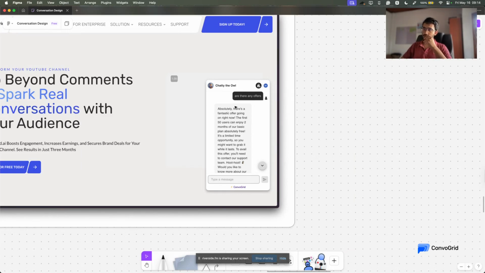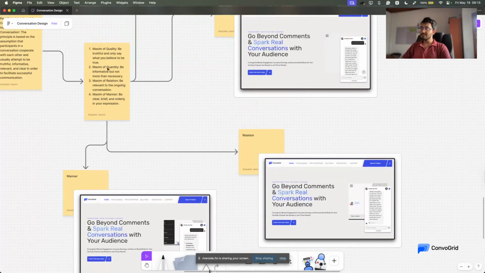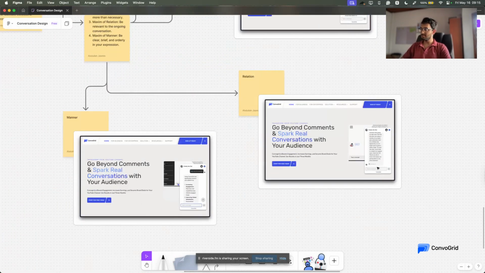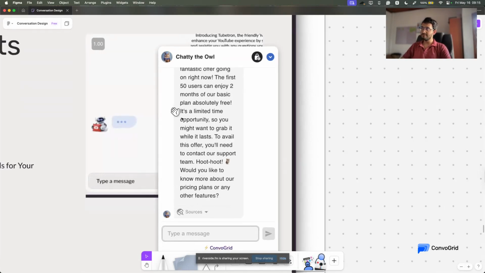For example, if you take a look at this message, when we ask are there any offers, it tells exactly about the offer only. That's what's needed at the end of the day. And the maxim of relation is another aspect, which is to be relevant to the ongoing conversation. You can see that the same message continues, and all of it is coherent and consistent with the previous part. It continues asking, would you like to know more about our pricing plans or any other features, which is still relevant to the offers.